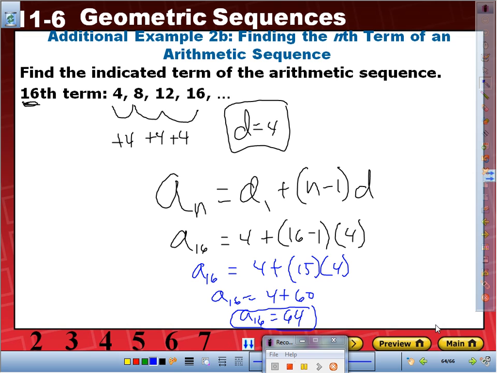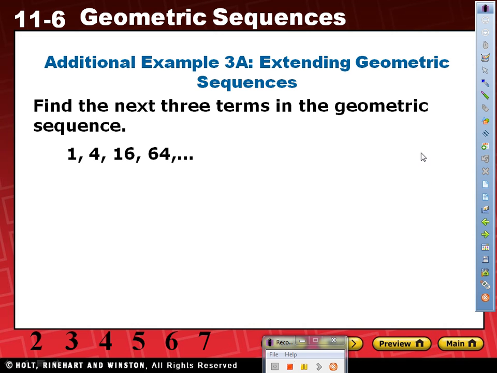Tell your neighbor, please. Okay? So yes, I heard multiply and divide. So let's get into geometric. Here we go. Copy this next one, please. Example 3A. It says, find the next 3 terms in the geometric sequence: 1, 4, 16, 64, and so on. See if you can do that one by yourself. And remember, now we are in geometric sequences, which means we're either multiplying or dividing. Okay, go.